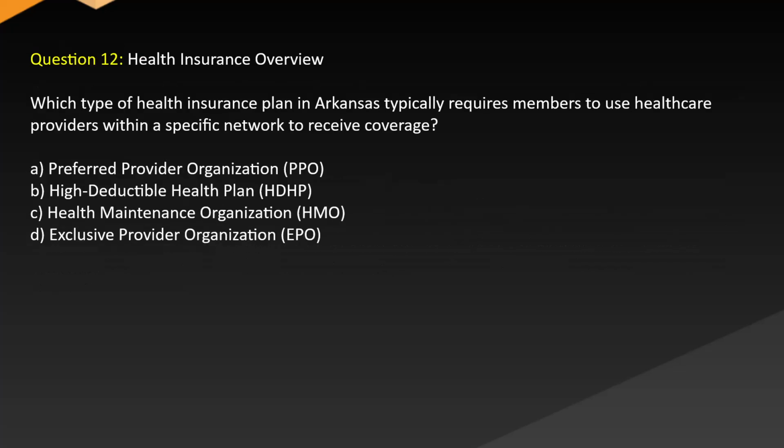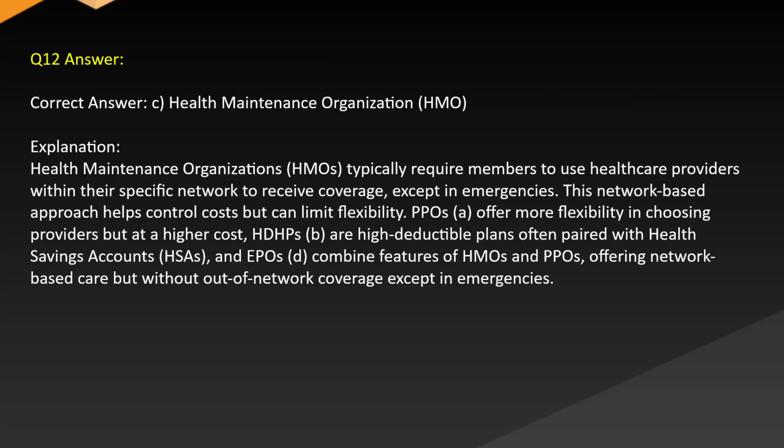Question 12. Health insurance overview. Which type of health insurance plan in Arkansas typically requires members to use healthcare providers within a specific network to receive coverage? A. Preferred Provider Organization (PPO). B. High Deductible Health Plan (HDHP). C. Health Maintenance Organization (HMO). D. Exclusive Provider Organization (EPO). Correct answer: C. Health Maintenance Organization (HMO).